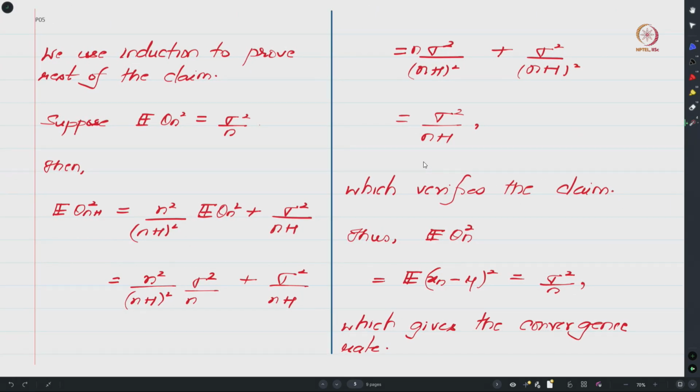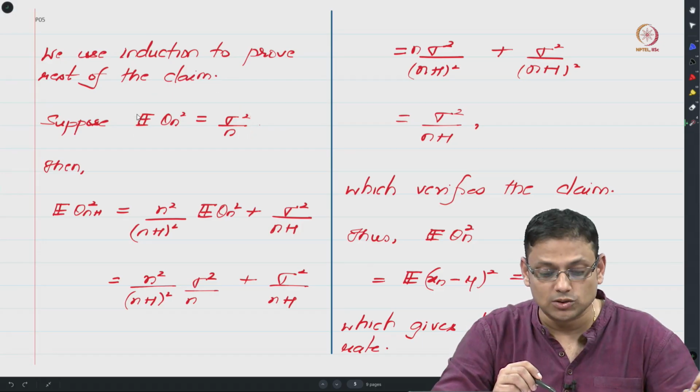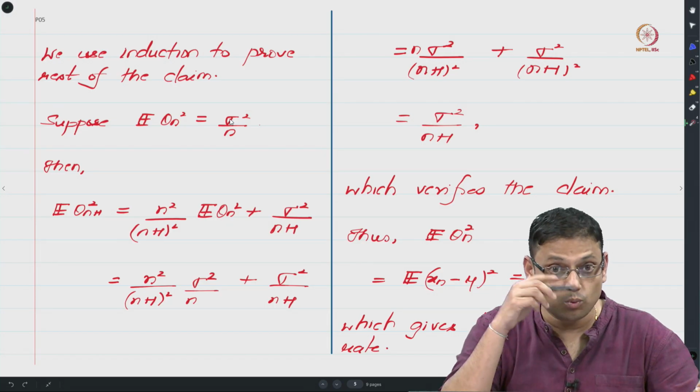Now for proving the general claim, we plan to use induction, and hence as an induction hypothesis, let us presume that expected theta n square is sigma square over n.